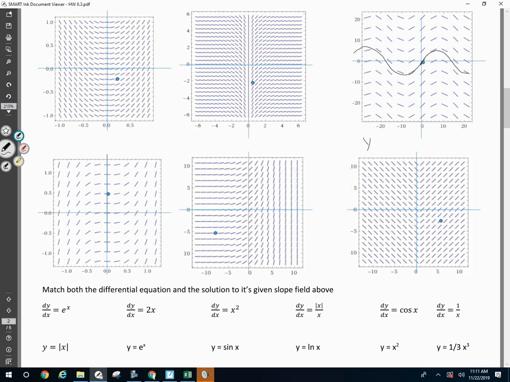That is sine. That's my solution. Now, what is the differential equation that produces that slope field? No, you're thinking about the antiderivative. If I know y, what's dy dx? Cosine.